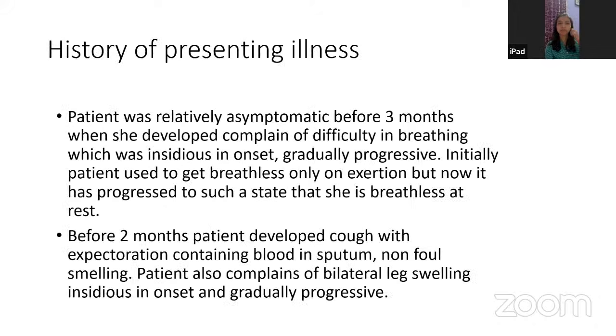So this is the history of presenting illness. The patient was relatively asymptomatic until 3 months ago, when she developed difficulty in breathing, insidious in onset and gradually progressive. Initially she used to get breathless only on exertion, but now it has progressed to such a state that she is breathless at rest. Two months ago, the patient developed cough with expectoration containing blood in sputum, non-foul smelling. The patient also complains of bilateral leg swelling, insidious in onset and gradually progressive.